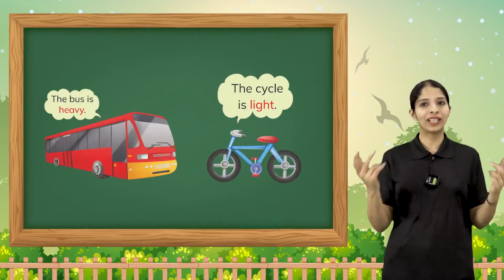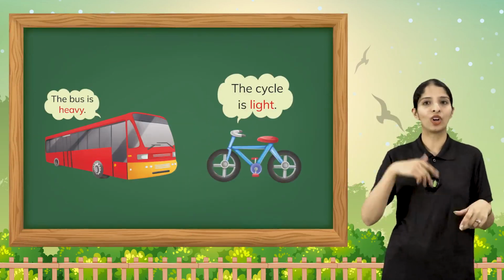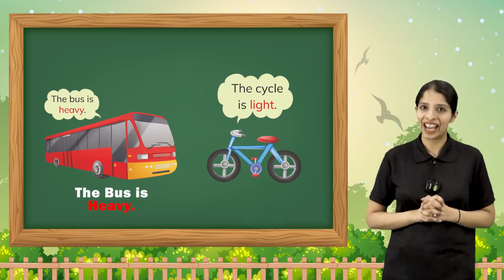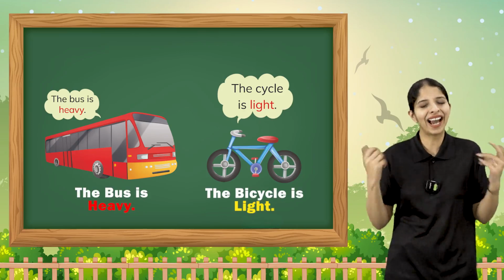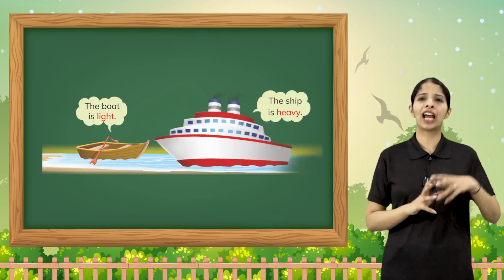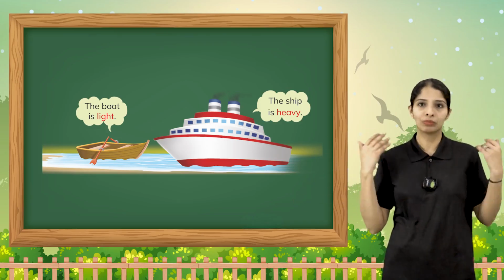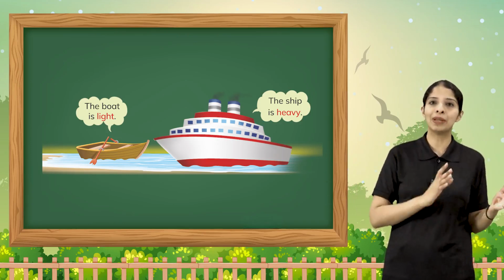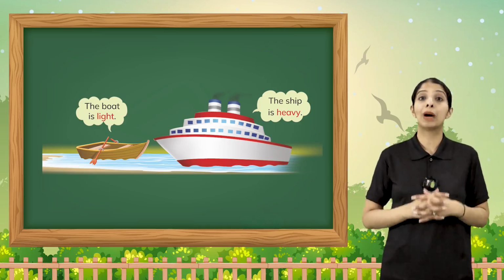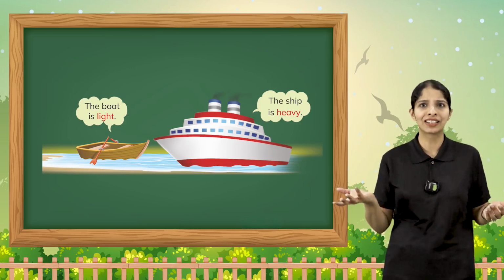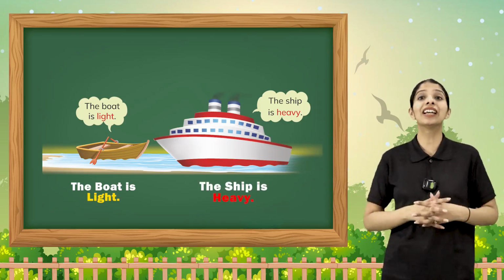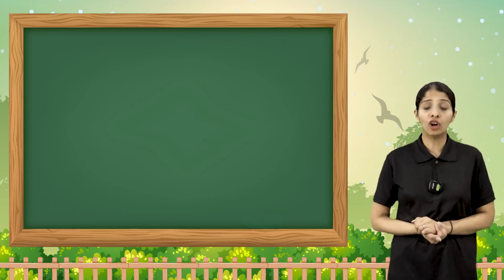Let's begin with the exercise. In the exercise, 2 examples are given. On the left we have a bus and on the right we have a bicycle. Can you tell me which is heavy and which is light? The bus is heavy and the bicycle is light. Now in the next example we have a boat and a ship. Both are means of water transport. Both float on water and carry people and their stuff from one place to another. But can you tell me which is heavy and which is light? The boat is light. On the other hand, the ship is big, huge. It is heavy.